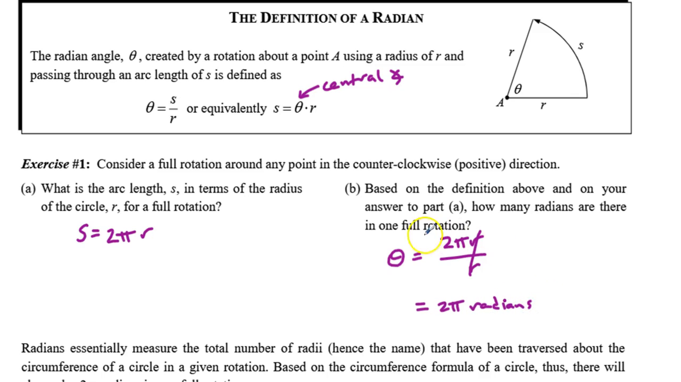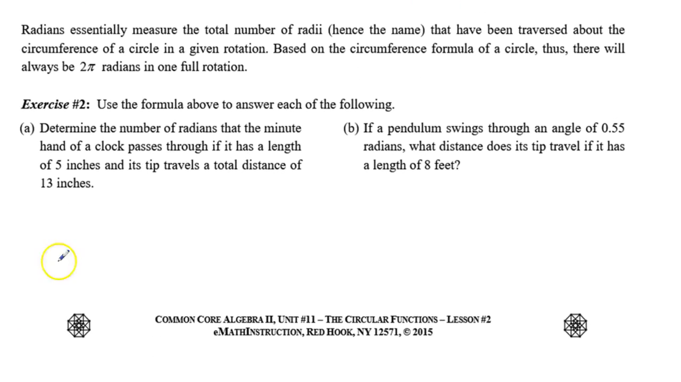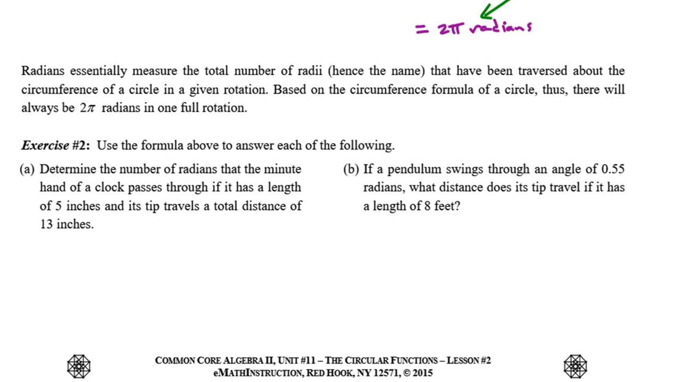All right, that's a full rotation. So that's equivalent to 360 degrees. So that's the key important fact. 2 pi radians is equal to 360 degrees. They both mean the same rotation. So it's basically the number of radii that fit around the circle in a given rotation. So obviously there'll be 2 pi radians in one full rotation.